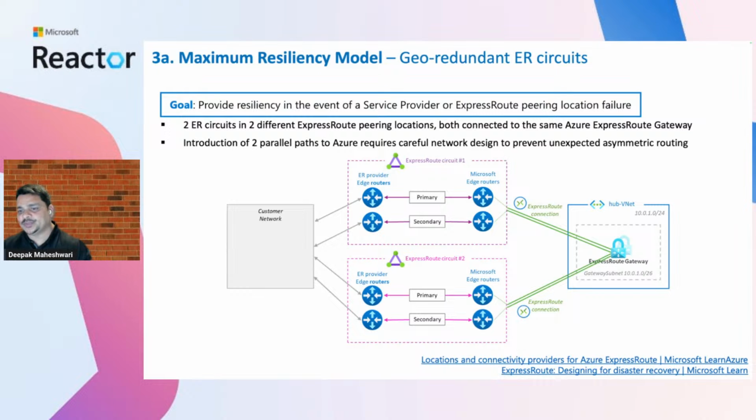So you will have ExpressRoute Circuit 1, which is using one peering location. You will have ExpressRoute Circuit 2, which is going to use the second peering location. And what it will provide you is high availability in case one of the peering locations goes down. So it's effectively giving you two parallel paths. And obviously, we'll talk about some of the routing configurations or considerations to avoid any asymmetric routing. But that's something we recommend as maximum resiliency if a customer is required to have maximum resiliency for their application.